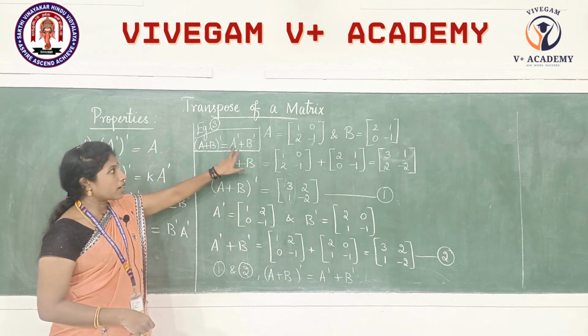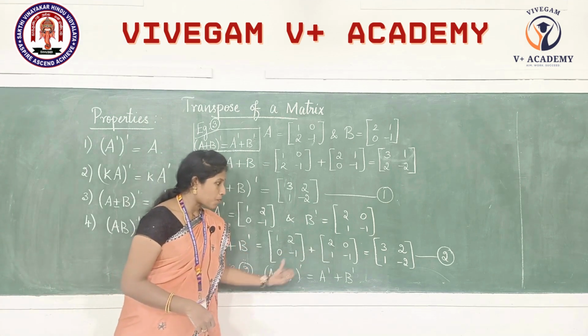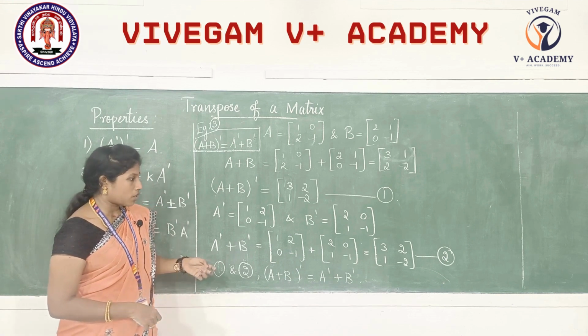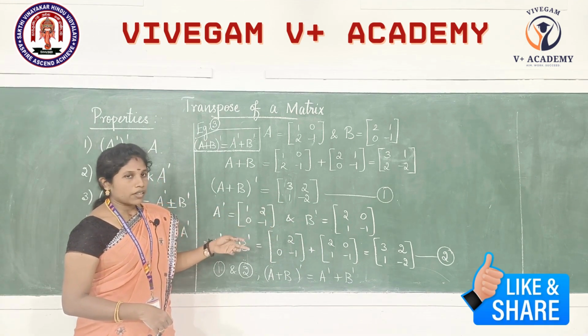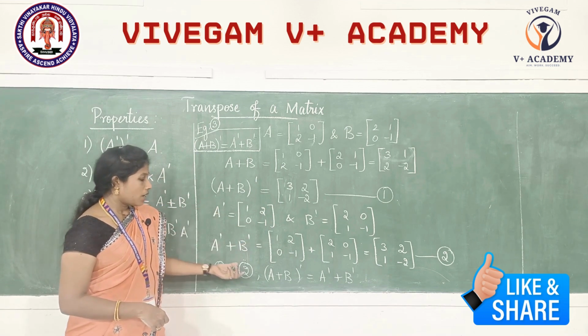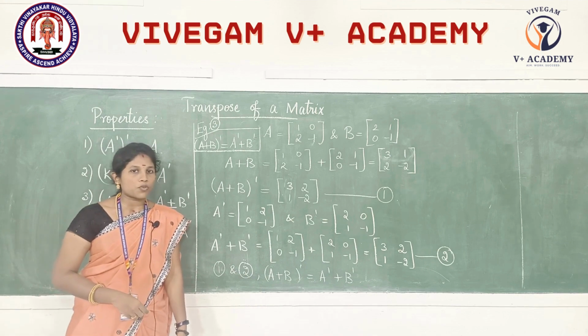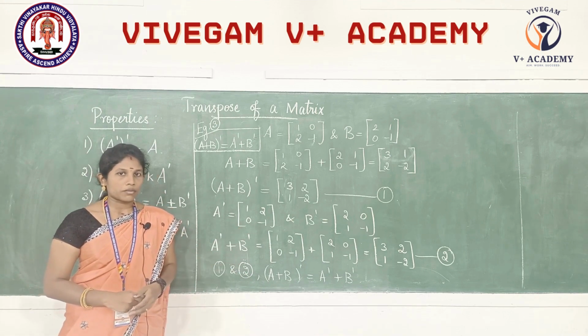Now we have to add A transpose with B transpose. Adding the two transpose matrices, we obtain the matrix 3, 2, 1, minus 2. Now compare 1 and 2, both right hand sides are equal. So we can equate the left hand side. By that we get (A plus B) the whole transpose is equal to A transpose plus B transpose. Similarly, subtraction can also be proved.